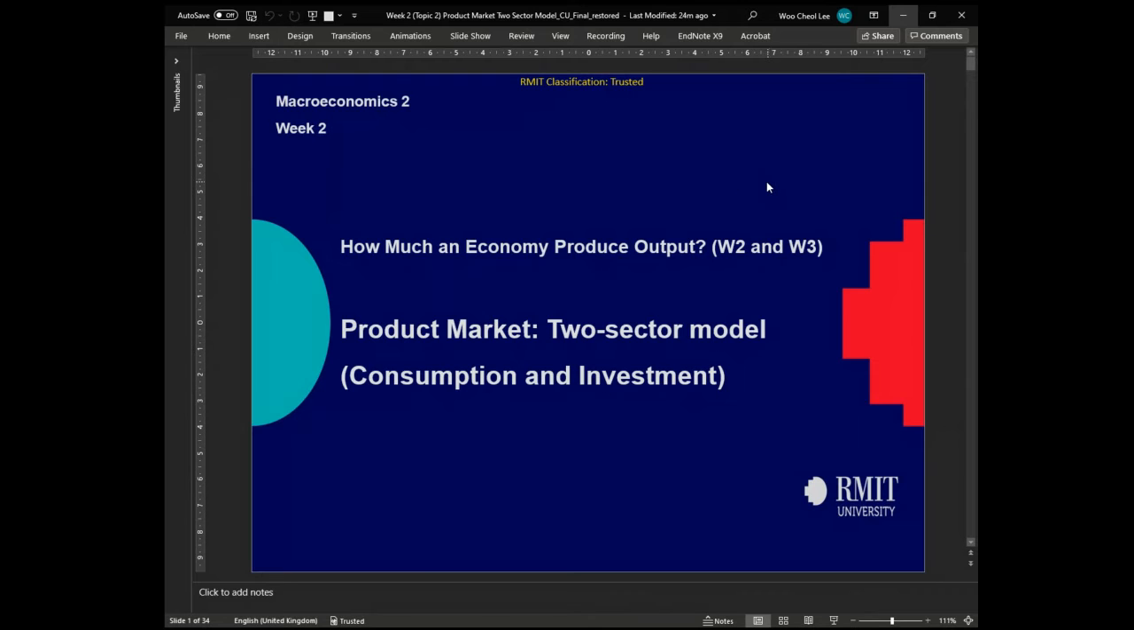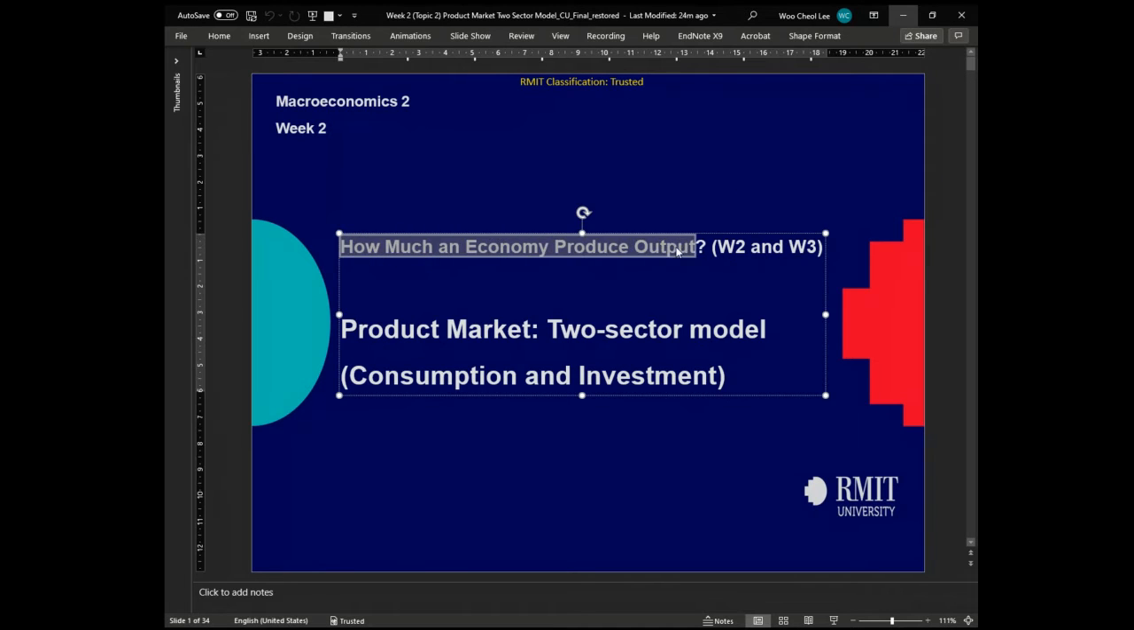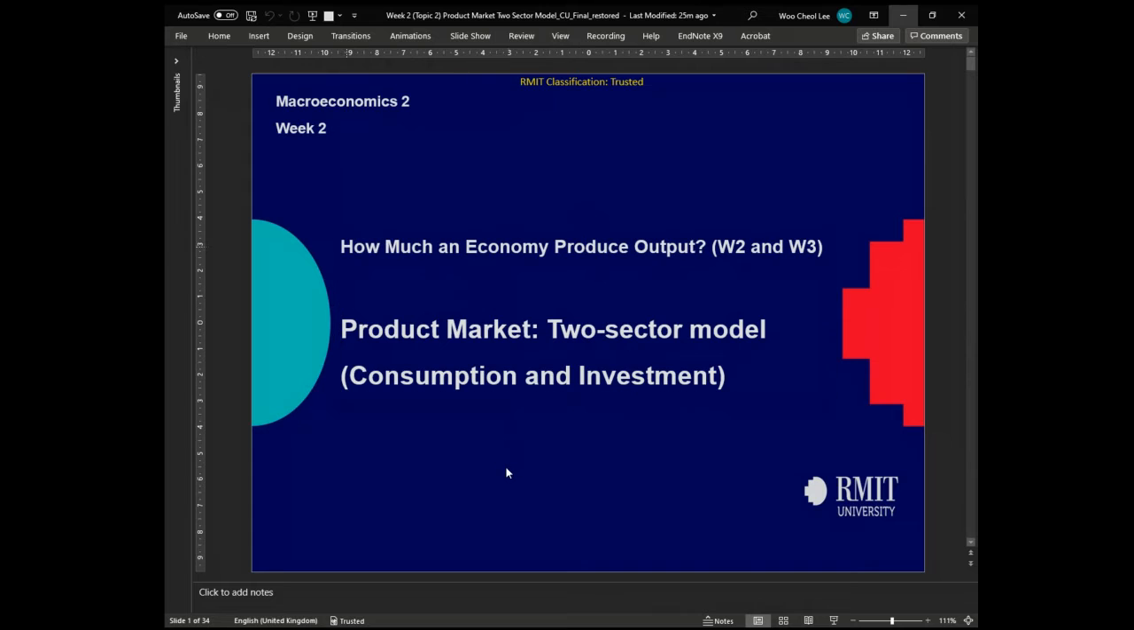So actually, when we ask how much output an economy produces, we think not only about the production side but at the same time the consumption side, or demand side. We call this aggregate expenditure in macroeconomics. So we're going to talk about those aspects for the next 2 weeks.